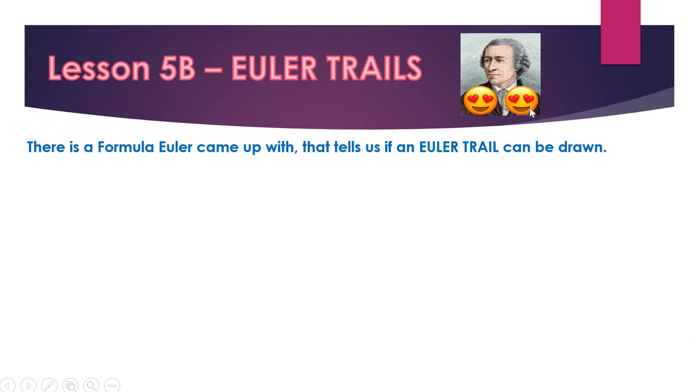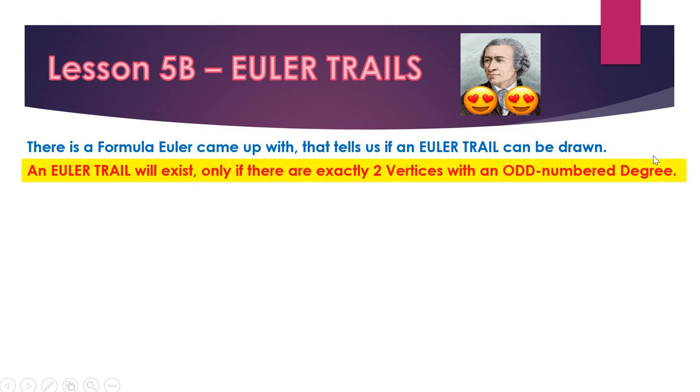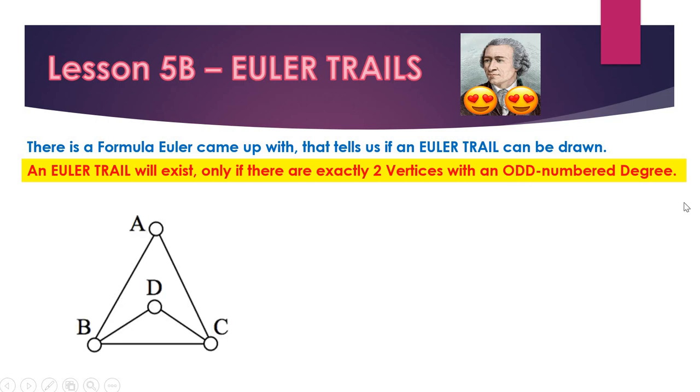Okay, and good old Euler, we love Euler and his formulas because he's come up with a formula that tells us if an Euler trail can be drawn. For an Euler trail to exist, there has to be exactly 2 vertices in the network with odd numbered degree. There can't be less than 2, there can't be more than 2, there has to be exactly 2 that have an odd number like 1, 3, 5, 7, 9 as their degree, and we'll show you what we mean.